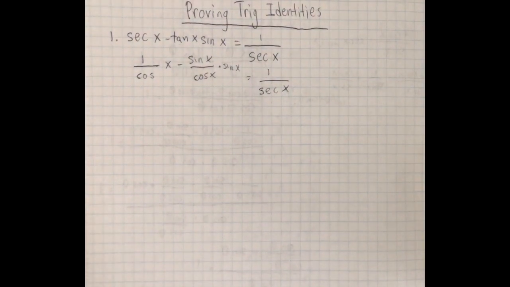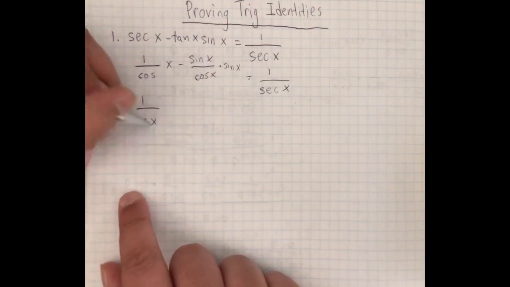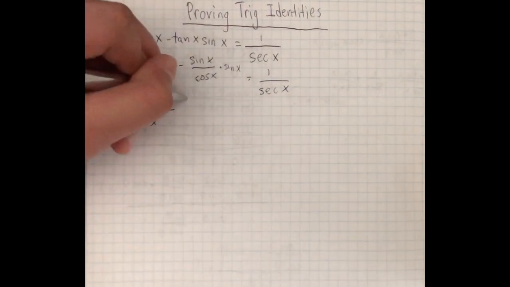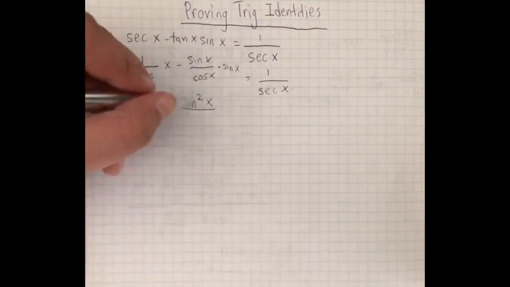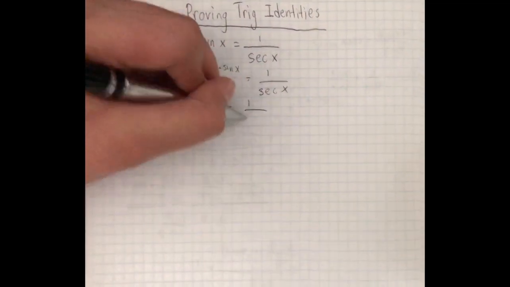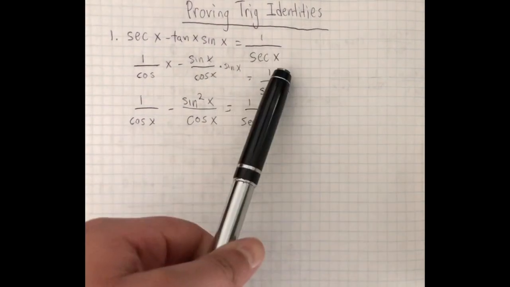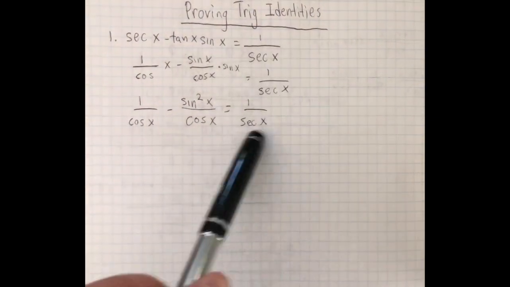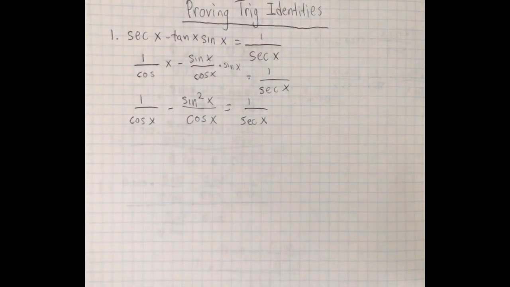Okay, so next we would want to start simplifying. So this is just a 1 divided by cosine x minus a sine x times sine x is a sine squared x, and then you have a cosine x in the denominator, so it becomes divided by cosine x. And then again it's equal to 1 over secant x. So we're not changing anything on the right side of the problem. We're using the identities on the left side. We could have also done it from the right side, but doing it from this side is much easier.